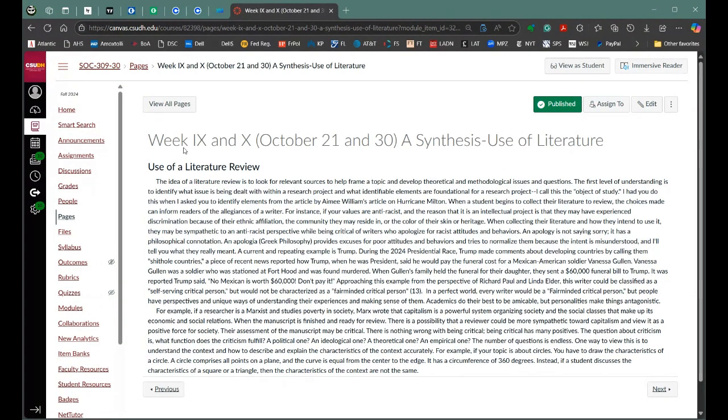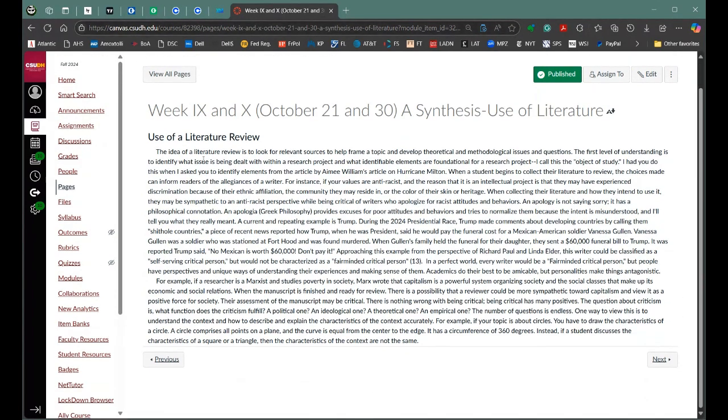And the next slide is just summarizing the use of literature, right? I'm just explaining what the literature review is for, and how we tend to go about it. And then I just provided an example of how these literature reviews can be used. So I'll just read through this.